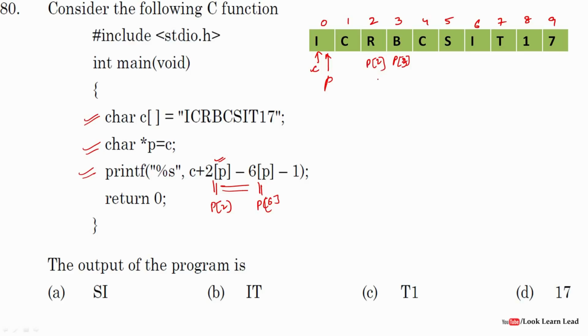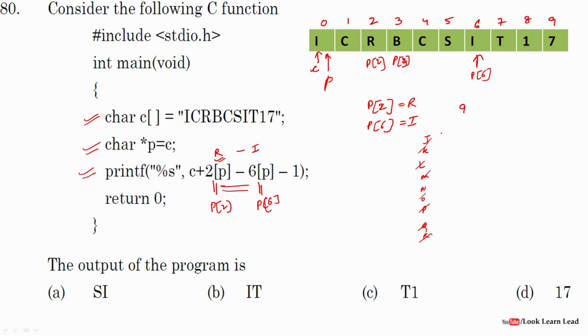Okay, so P of 2 is equal to R. Similarly, P of 6 is equal to I. Now we have R minus I. So R minus I is 9, because I, J, K, L, M, N, O, P, Q, R: 1, 2, 3, 4, 5, 6, 7, 8 and 9. So R minus I is 9.